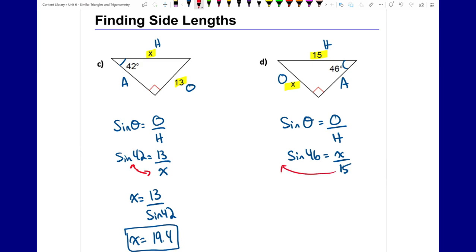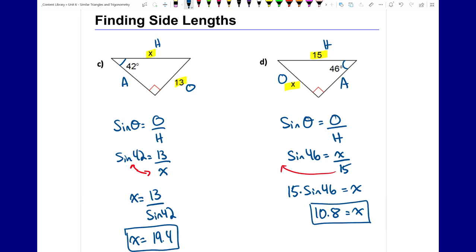Similar to the last one, when the missing piece is on top, we bring the bottom value up and we multiply. So 15 times sine 46 equals x. Straight multiplication, you can enter this right into your calculator and get 10.8 equals x.